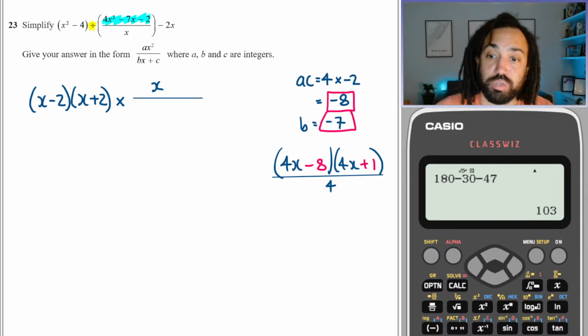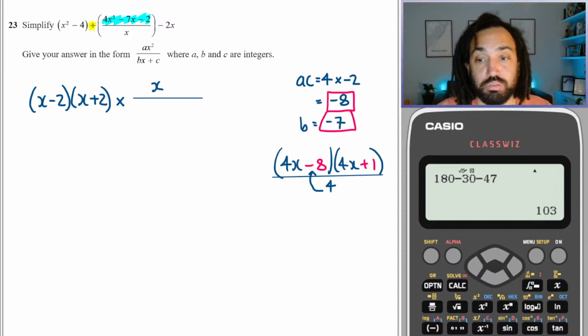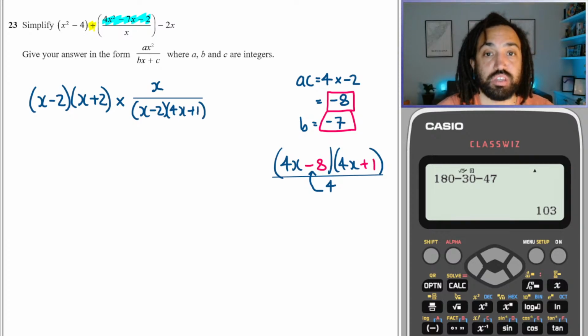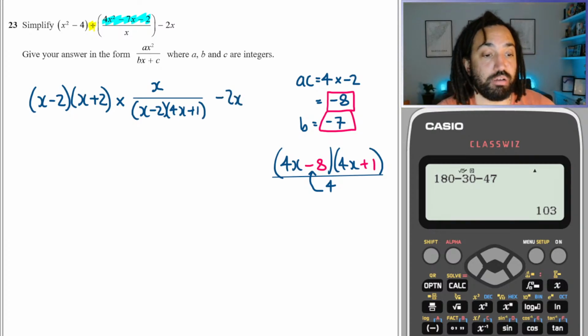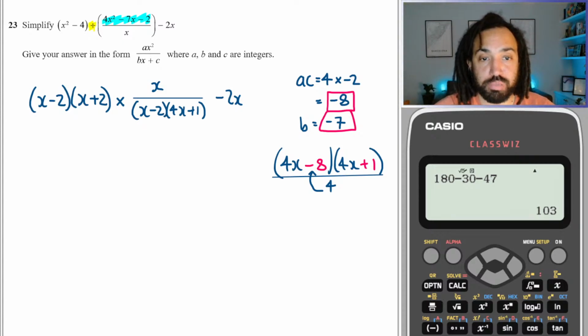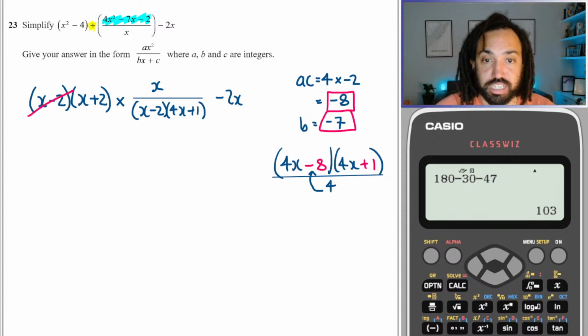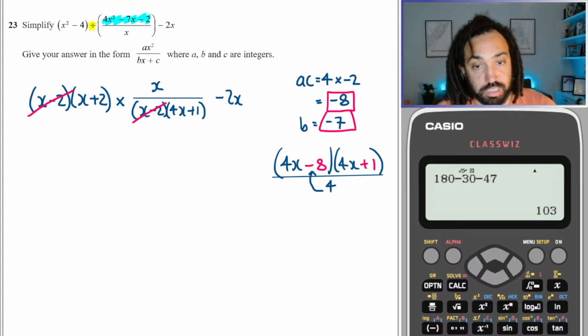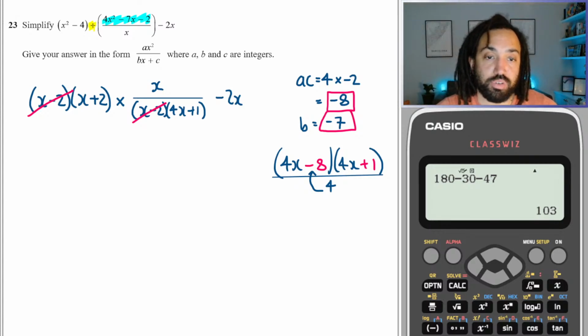Okay, this is one of the examples where you could just divide 4 directly into one bracket. So let's do that. We get x minus 2 and we get 4x plus 1. Okay, and then there's also the minus 2x there, but because of BIDMAS, I'm going to be doing the multiplying first. Because we're multiplying, I can cancel this and I can cancel this because they're the same. One of them will be on the top and the other one is on the bottom, so therefore they're going to cancel.